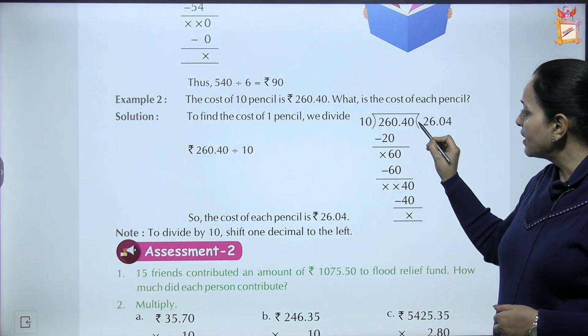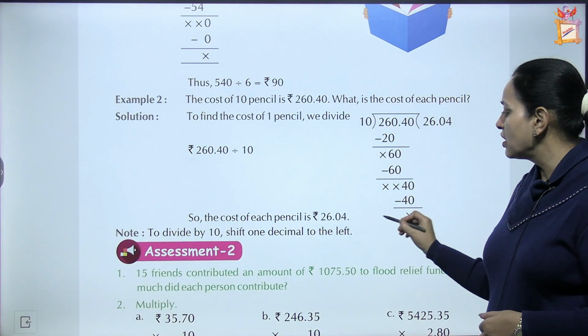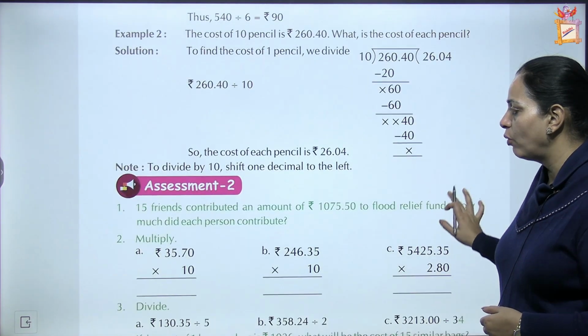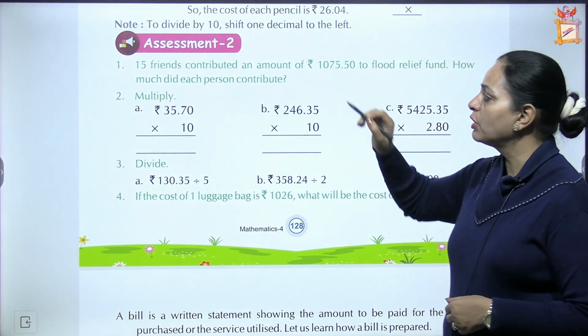So dot हम as it is लगाएंगे और वैसे ही हम क्वेश्चन में dot लगाएंगे. So this is the answer, 26 rupees and 4 paise. Okay, now one note is here: to divide by 10, shift one decimal to the left.